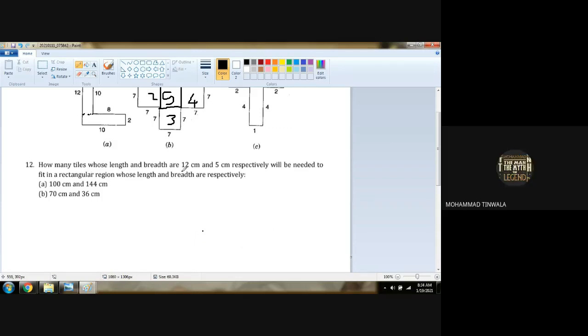We have rectangular tiles, that's for sure. We have a rectangular region whose measurements are given in these two sums. We have to find the area for both the sums.